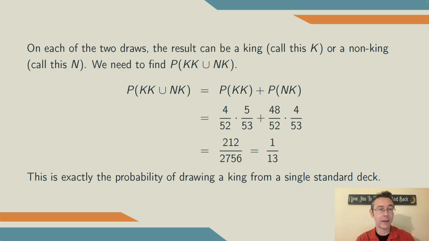The probability of getting a non-king and then a king is 48 in 52, because you haven't gotten a king from the first deck, times 4 in 53, because now there's 4 kings in that second deck out of 53 cards total. Doing a little simplification here, we get 1 in 13, which happens to be exactly the probability of drawing a king from a single standard deck. So the probability is exactly the same as if we hadn't gone through this whole exercise of drawing a card from the first deck, putting it into the second.